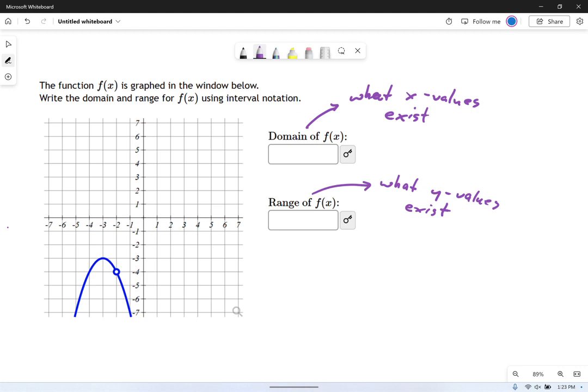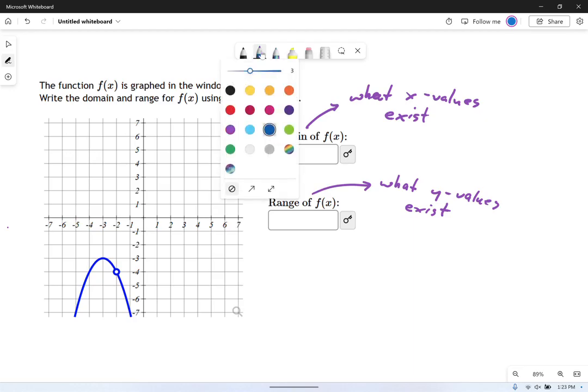So all you have to do is look at the graph. If you have the graph, it's pretty straightforward. You look at the graph and say, where do I see x values and where do I see y values? And then we have to get into how you write it, which is another bit of stuff. So let's just look at the graph first and figure out where the x values exist. We're going to talk about domain.